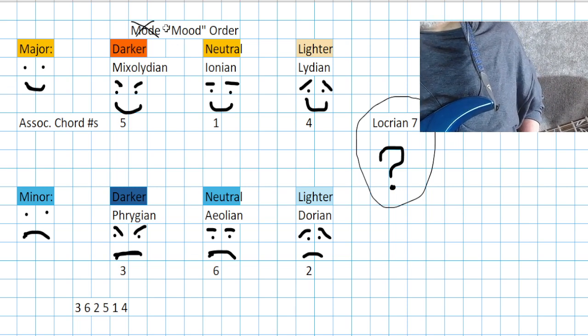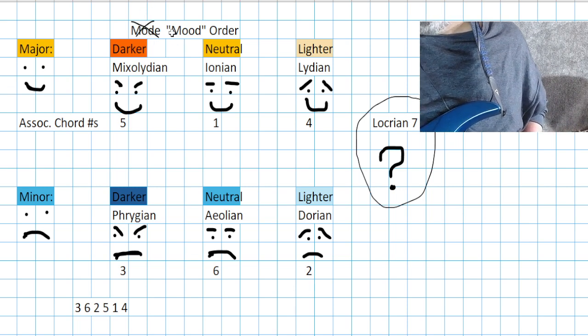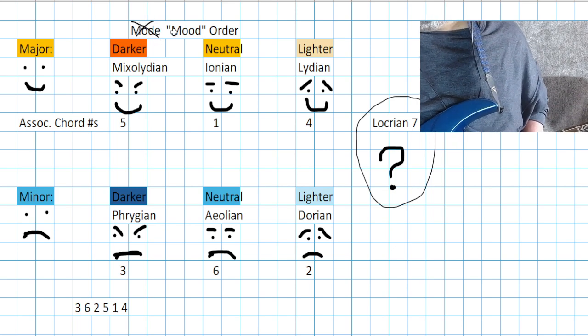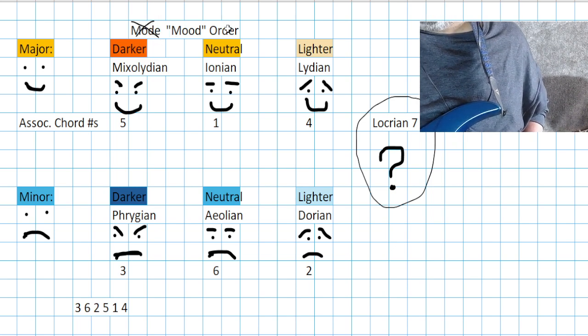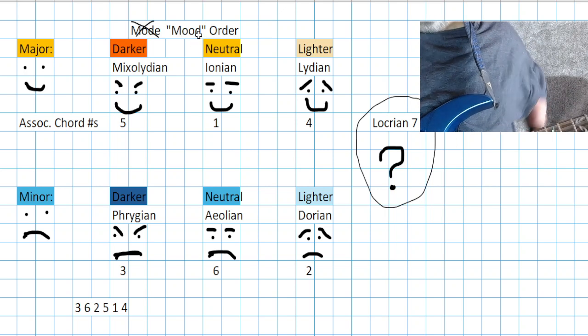of modes. So you could call this a mode order. You can see I craftily crossed that out, and instead of mode order, I'm calling it mood order. What is this mood order?